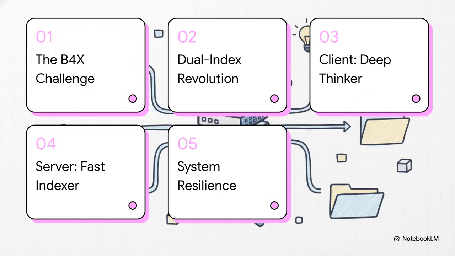So here is our architectural blueprint for today's explainer. First, the B4X IntelliSense challenge. Second, the dual indexing revolution. Third, client, the deep thinker. Fourth, server, the fast indexer. And finally, number 5, bulletproof system resilience.